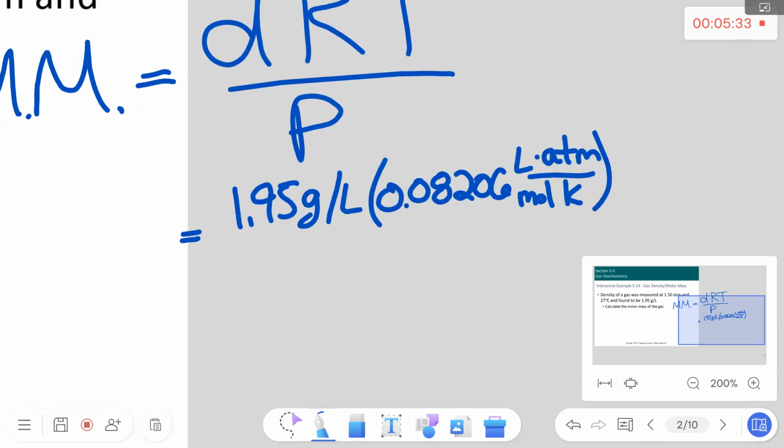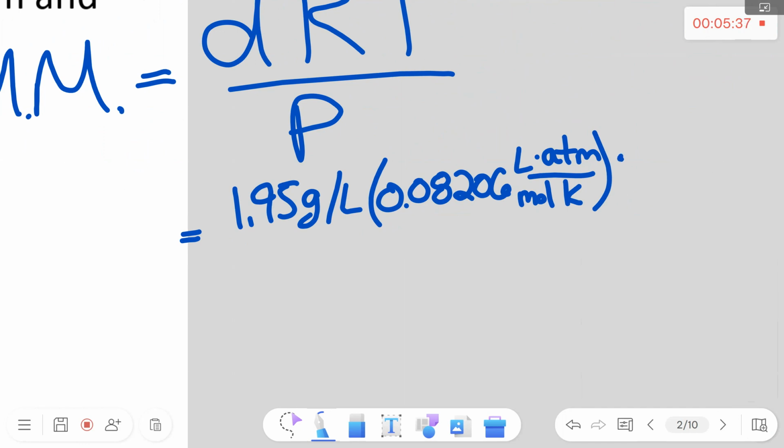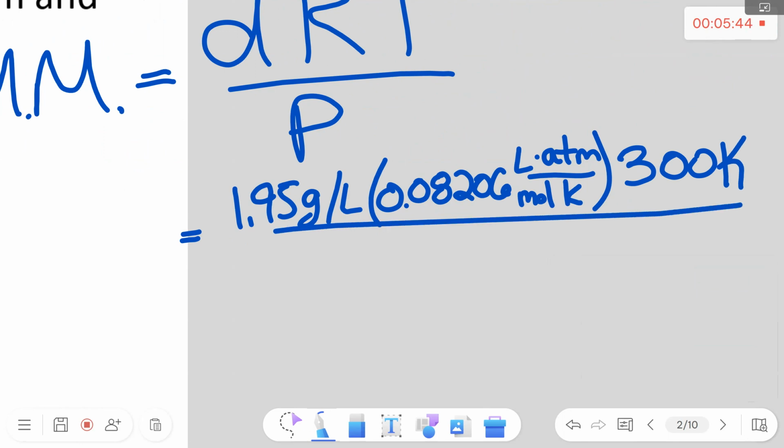And then temperature, got to convert that to Kelvin. What's that in Kelvin? Should be 300 Kelvin. All over, what's our pressure? 1.5 atmospheres.